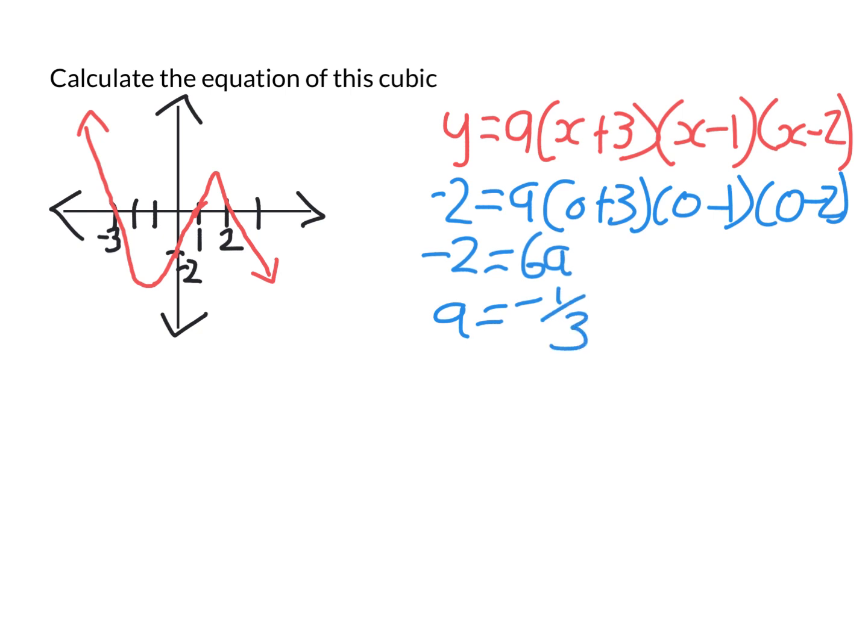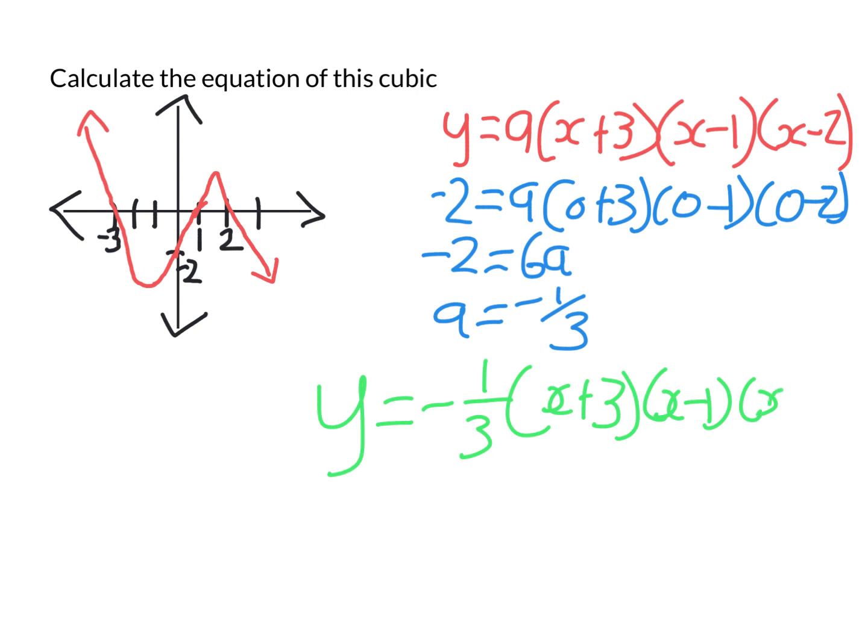Now that makes sense because it was going up here and down here, we knew that a had to be negative. So the final equation we can just leave as y equals a times x plus 3, x minus 1, x minus 2. It'll be a bit of effort to go through and expand this, particularly with a negative fraction out the front, so we'll just leave it like this. If you were to graph this equation here, you would get that graph there.